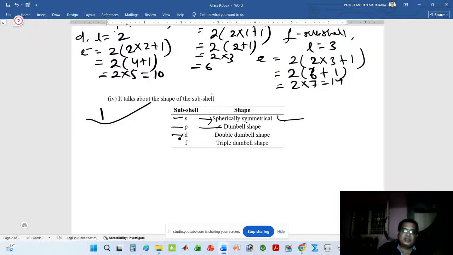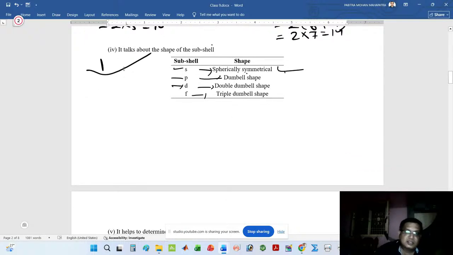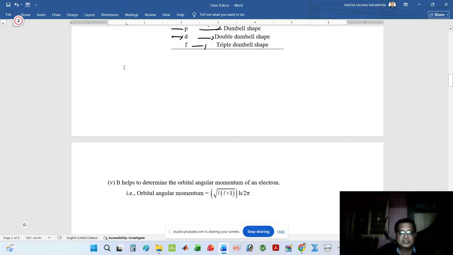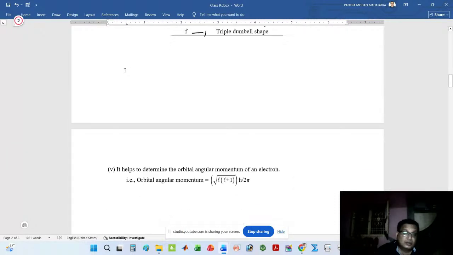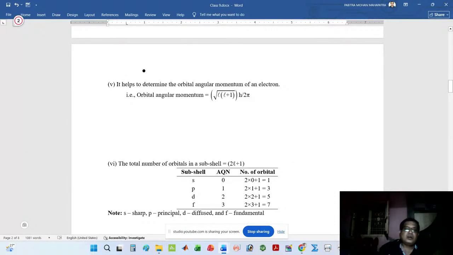Next for D, double dumbbell shape. For F, you can think about the triple dumbbell shape. This is the main significance of the azimuthal quantum number. Another significance is it explains the orbital angular momentum of an electron. By this formula, this is the main formula.